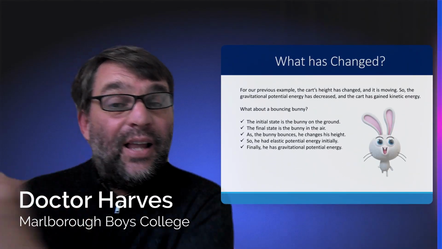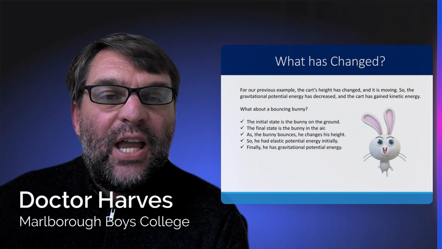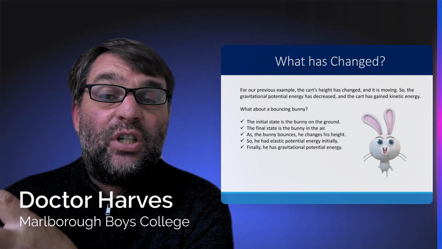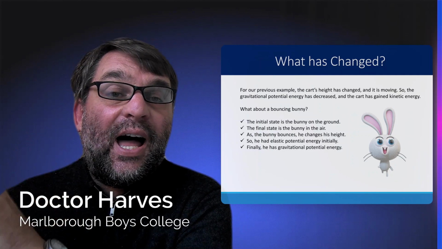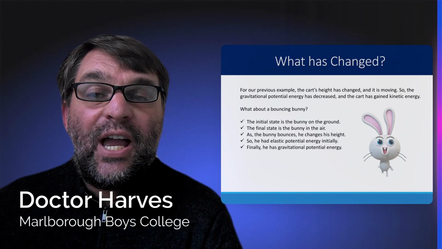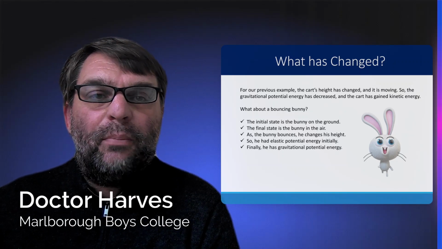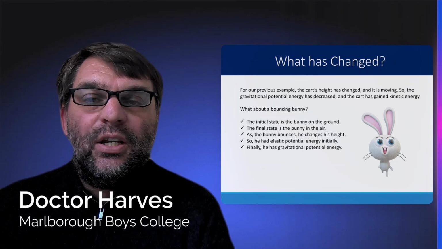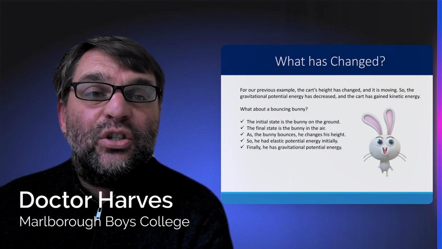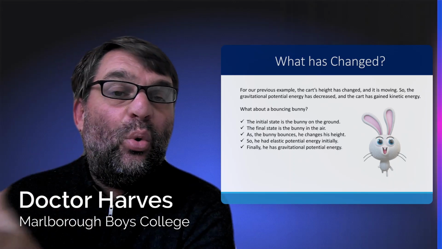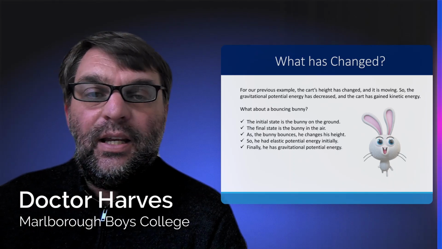So you've always got to look, as with the previous slide, at what has changed. In the previous slide, the toy cart's height had changed, therefore its gravitational potential energy had decreased, and also it began to move. So that also meant that the car had gained kinetic energy.